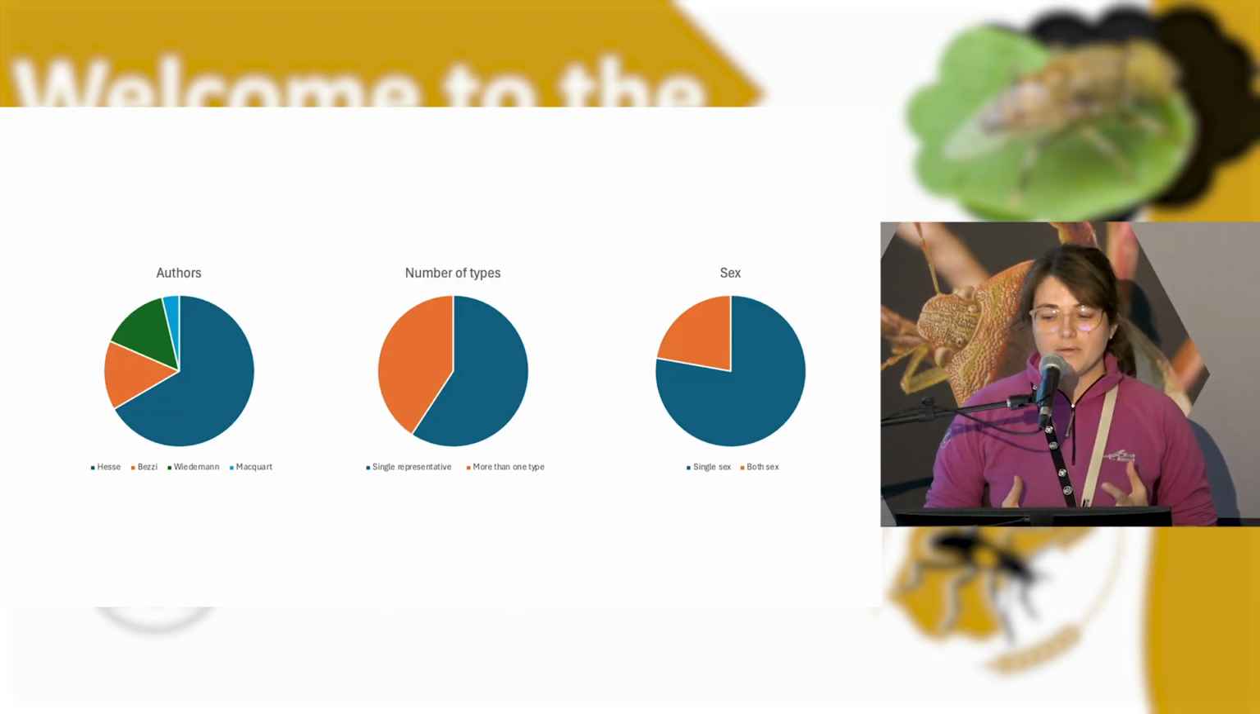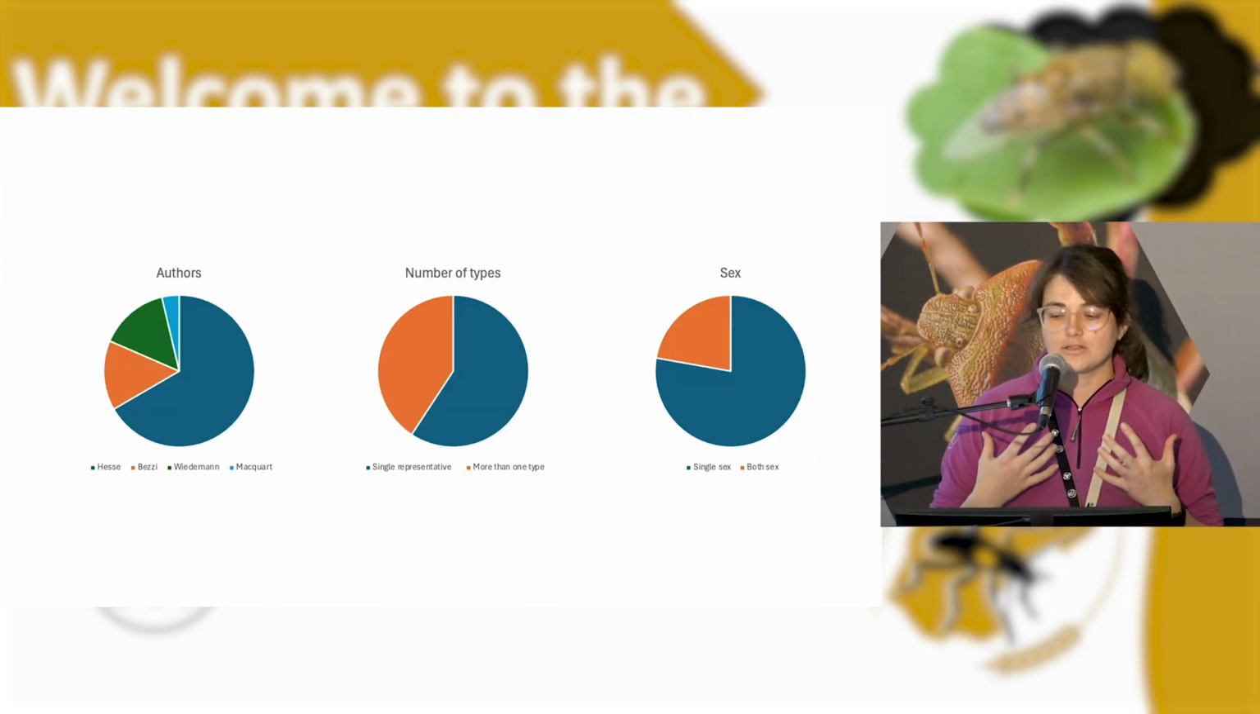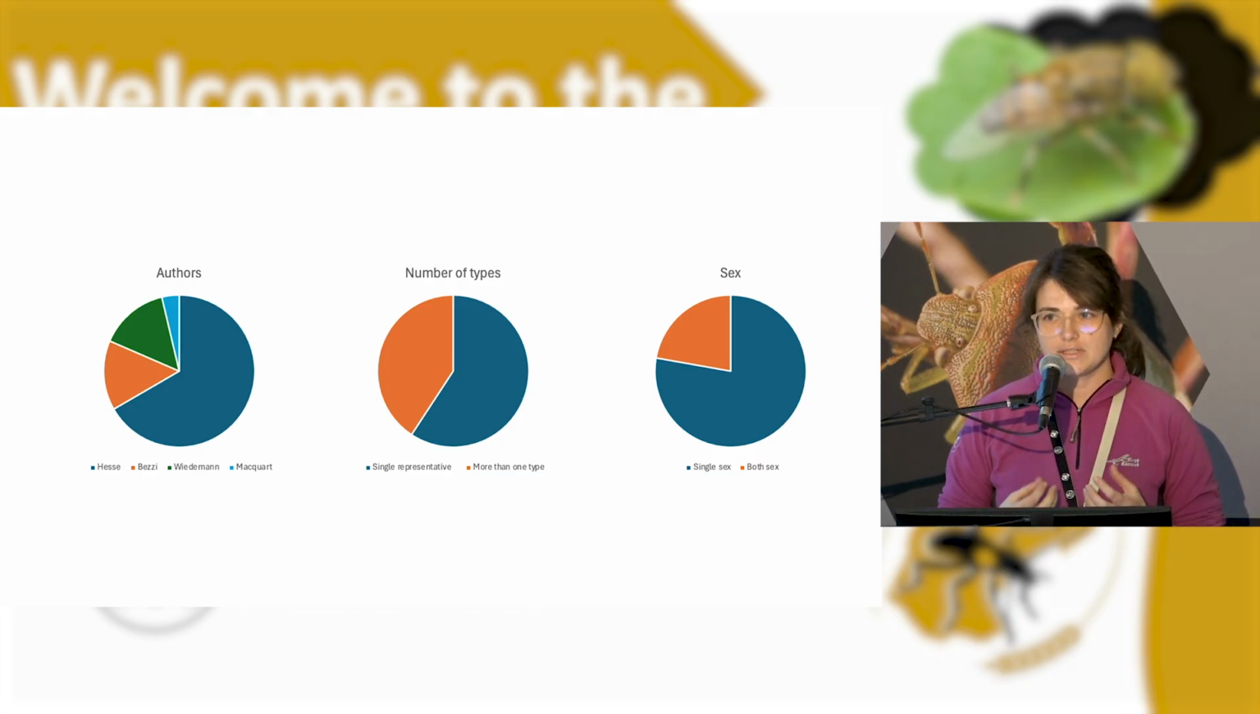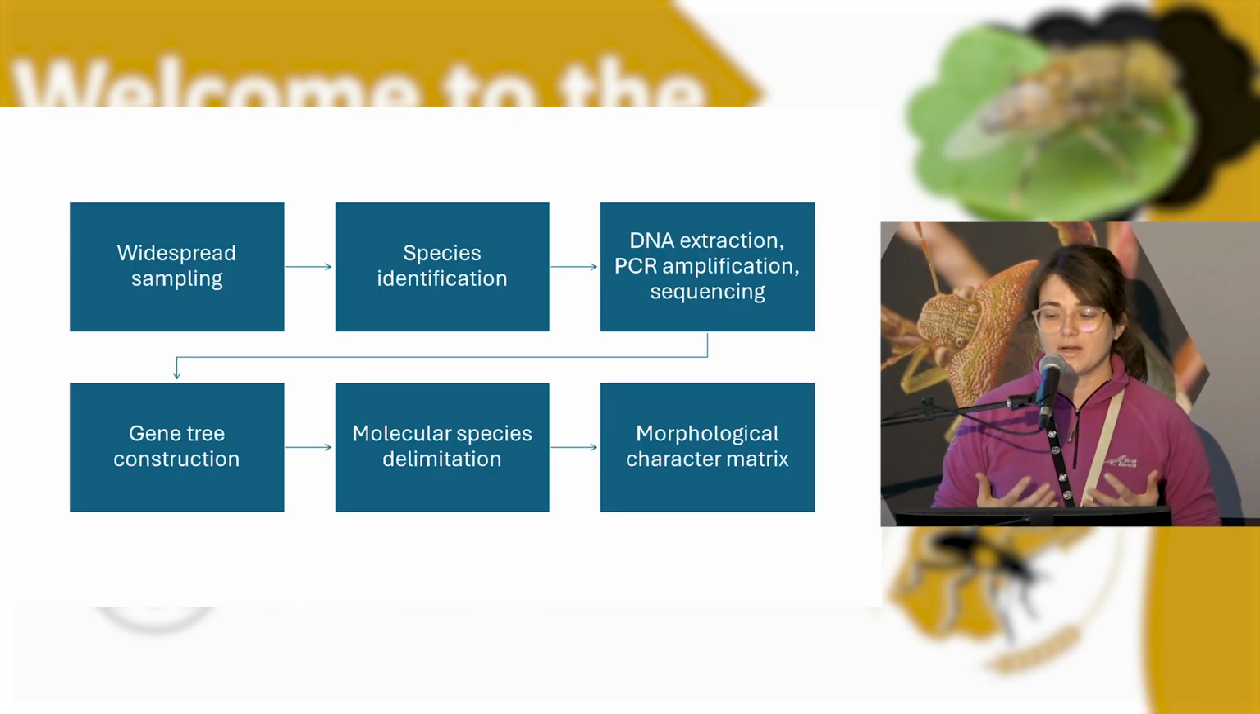So the first problem with Hess's key is that he described a large portion of Corsomyza, and he has been critiqued for oversplitting species based on characters that you might consider intraspecific variation rather than species-specific traits. Most species that were described were single representatives or from a single sex, and this means that intraspecific variation is not well addressed in the current taxonomy.